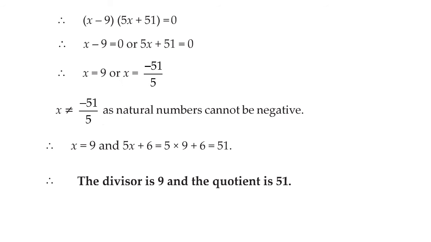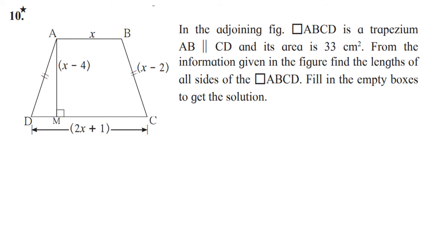Now let's go further. Next question, question number 10, which is activity based. So here you are provided with one trapezium. What they have said is, in the adjoining figure, quadrilateral ABCD is a trapezium. AB is parallel to CD and its area is 33 centimeters square. From the information given in the figure, find the length of all sides of quadrilateral ABCD. Fill the empty boxes to get the solution.